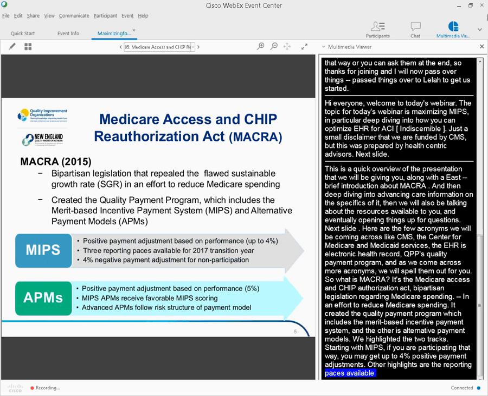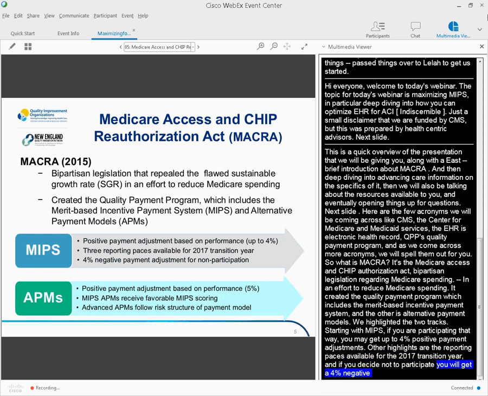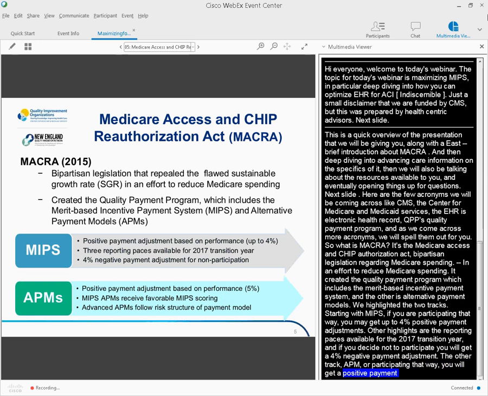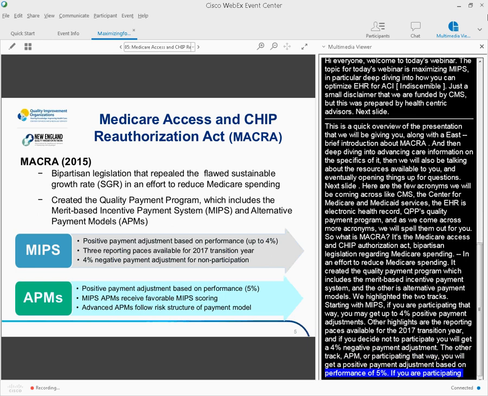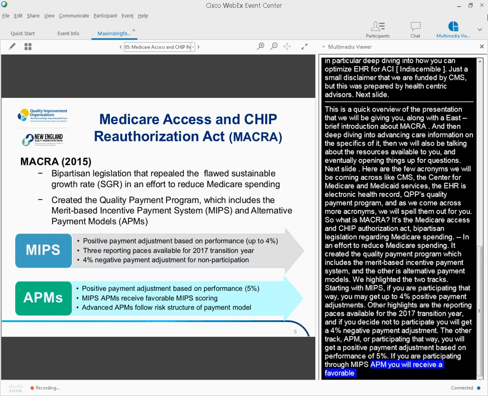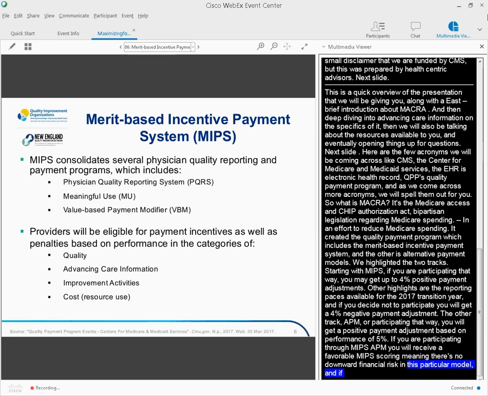The other track, APM. If you're participating through APM, you will get a positive payment adjustment based on your performance at 5%. If you are participating through MIPS APM, you will receive a favorable MIPS scoring, meaning there is no downward financial risk to this particular model. And if you are participating through advanced APM, this follows a risk structure. So based on your performance, you may get either a positive or a negative payment.